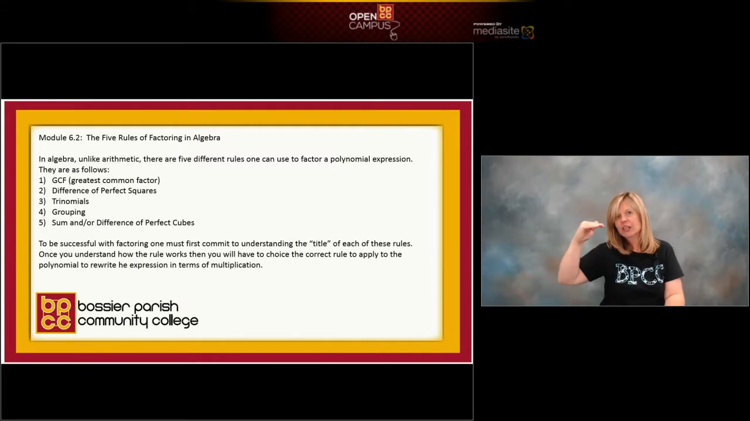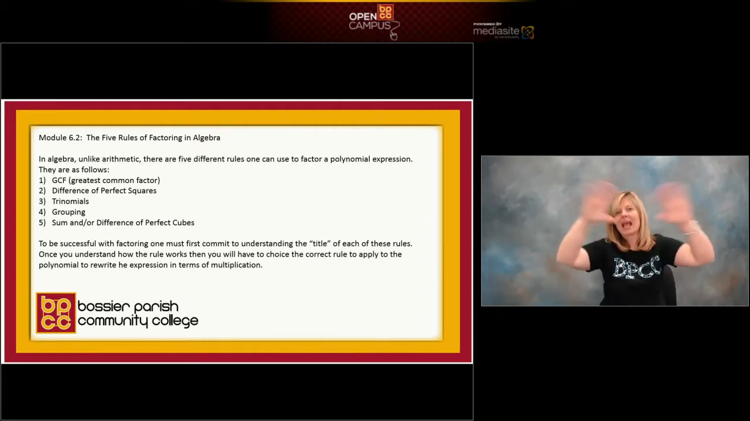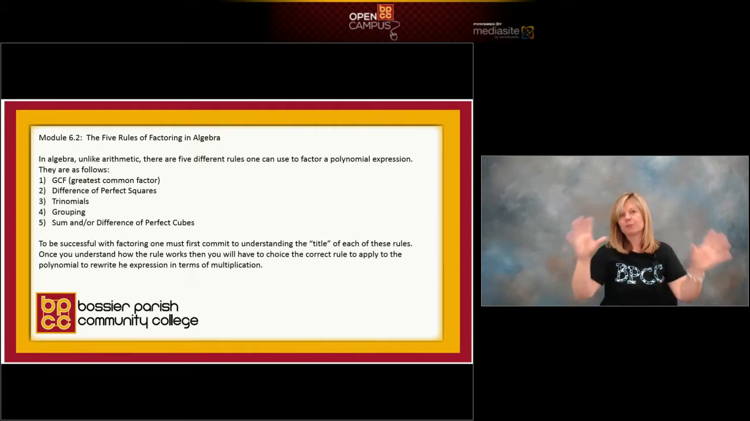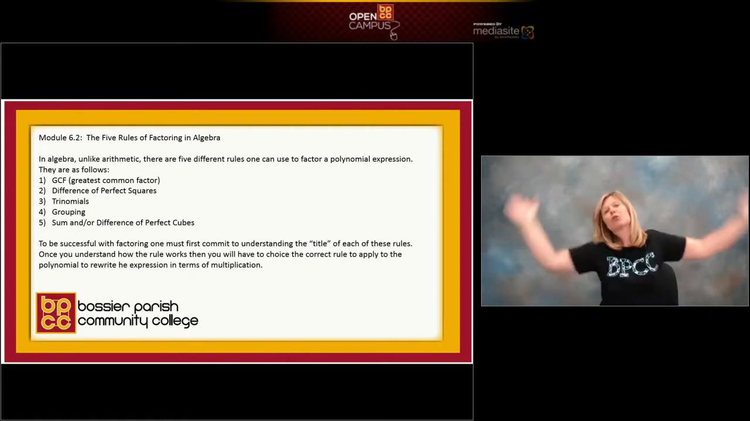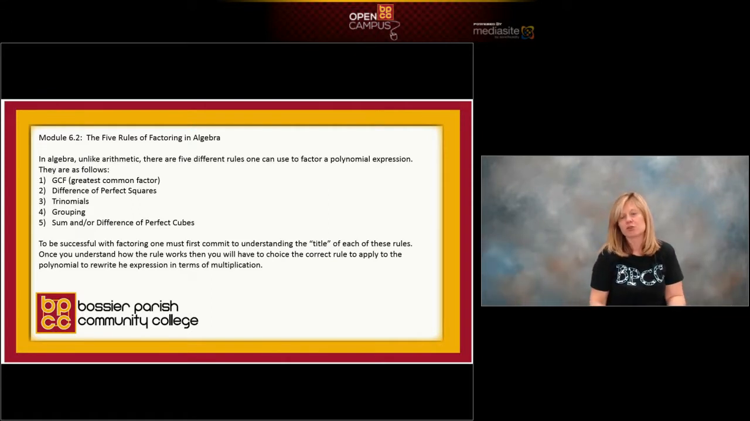The first rule is GCF because we're going to see if we can do that with any polynomial, whether it has 2 terms, 3 terms, 4 terms, 5 terms. If it had 100 terms, we would look for the GCF first. But then if it had only 2 terms, a binomial, we would look at difference of perfect squares. If it had 3 terms, a trinomial, we would do the trinomial rule. And if it had 4 terms, we would do the grouping rule.